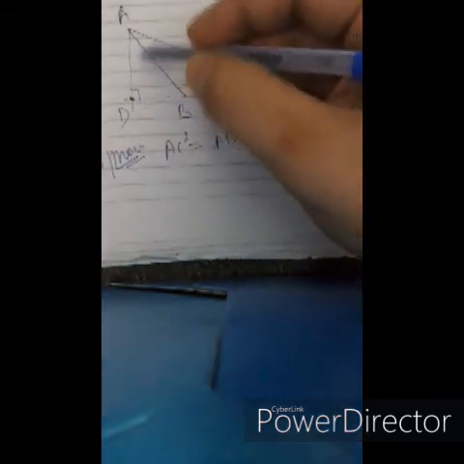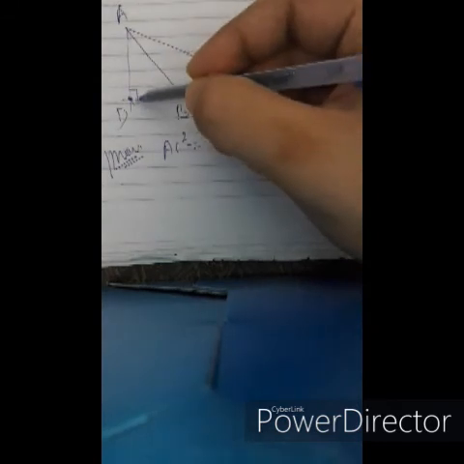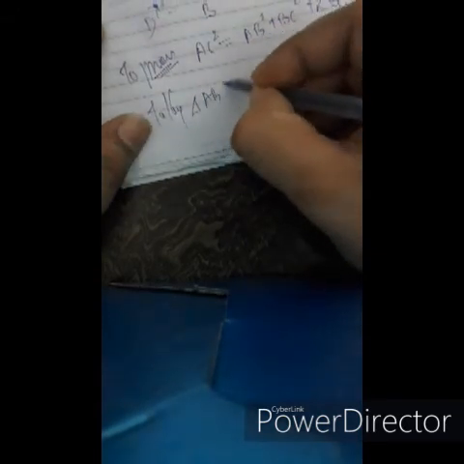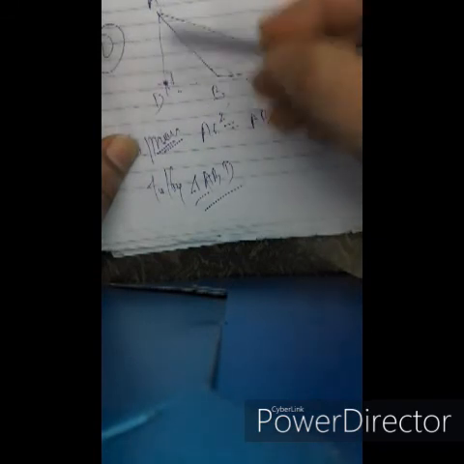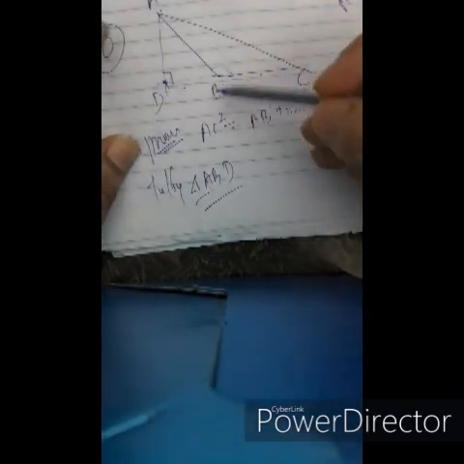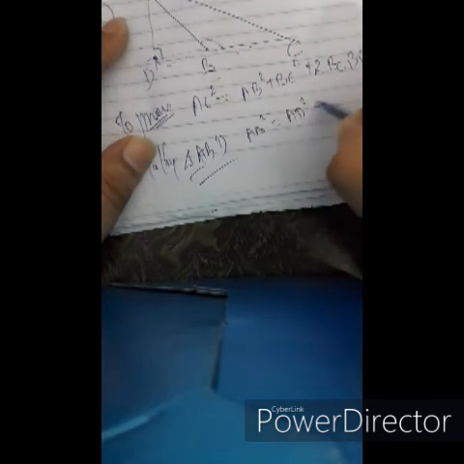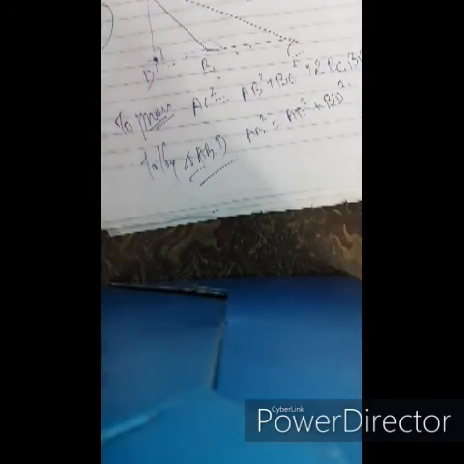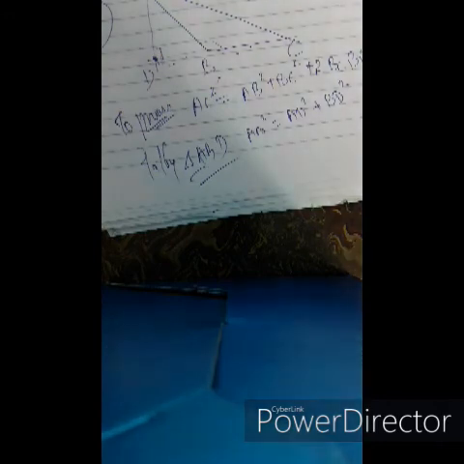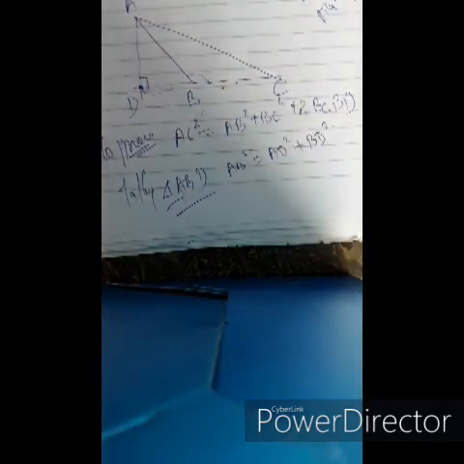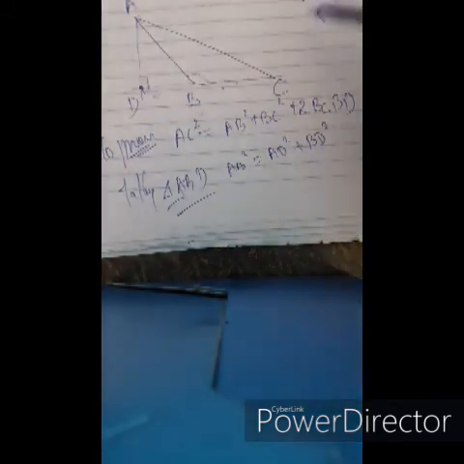See, this is a right angle triangle. So taking triangle ABD, what do we get? This is a right angle, so AB square equals AD square plus BD square. AB square equals AD square plus BD square. So now we got this.